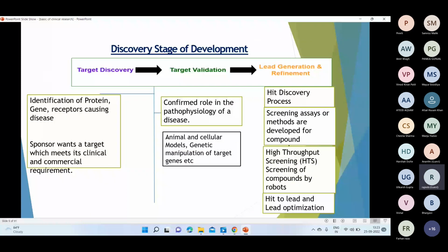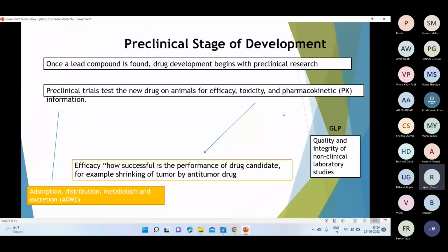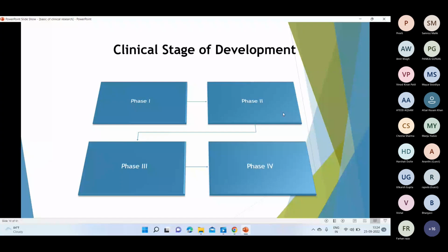Okay, now in the discovery stage of development, we came up with some molecules. In the preclinical stage of development, we have done the experiment with the lead molecule to determine the efficacy, toxicity, and PK parameter. If the results are fine, meaning the drug is not much toxic, it's efficacious, and PK parameter is also good, in that case, with that lead molecule, we'll start the clinical stage of development. The clinical stage of development is further divided into four parts: phase 1, phase 2, phase 3, and phase 4.